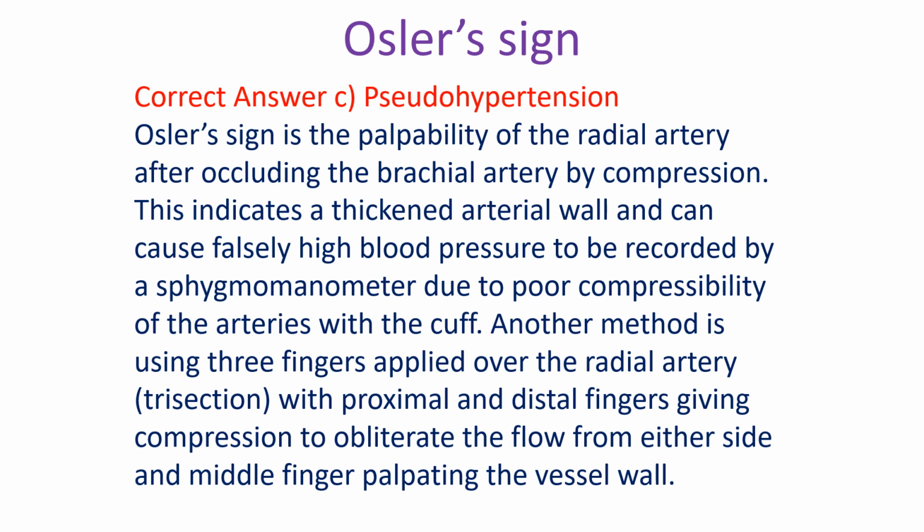This indicates a thickened arterial wall and can cause falsely high blood pressure to be recorded by a sphygmomanometer due to poor compressibility of the arteries with the cuff. Another method is using 3 fingers applied over the radial artery, with proximal and distal fingers giving compression to obliterate the flow from either side and the middle finger palpating the vessel.